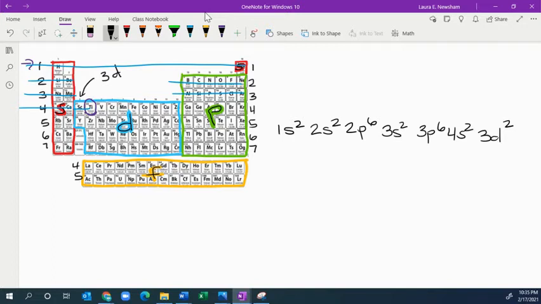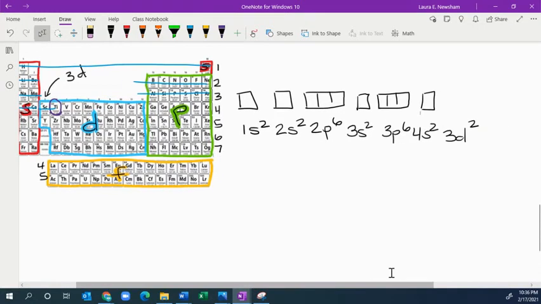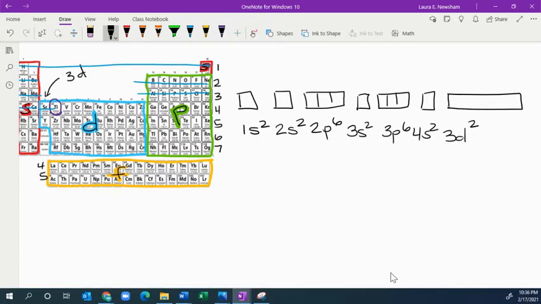To do my orbital notation, I'm going to need some space here. So 1 box for S, 1 box for S, 3 orbitals for P, 1 for S, 3 for P, 1 for S, and then how many do I have for D? Remember, you can always count across and divide by 2. 1, 2, 3, 4, 5. 5 for D.